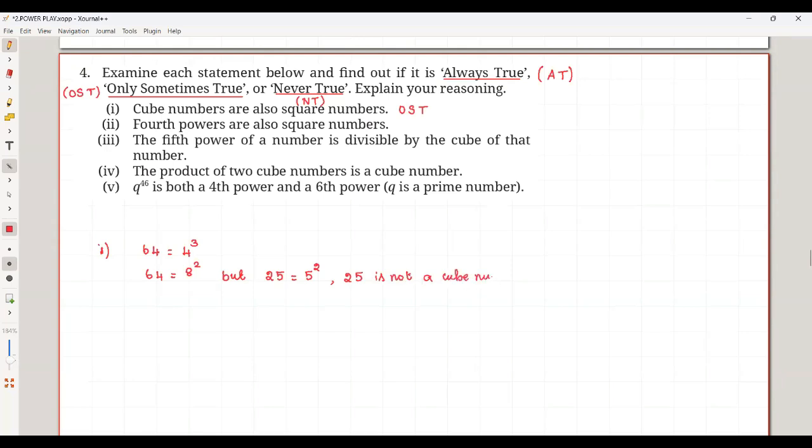Cube number. Therefore, the answer is okay. Only sometimes true. Right. Now, second question.